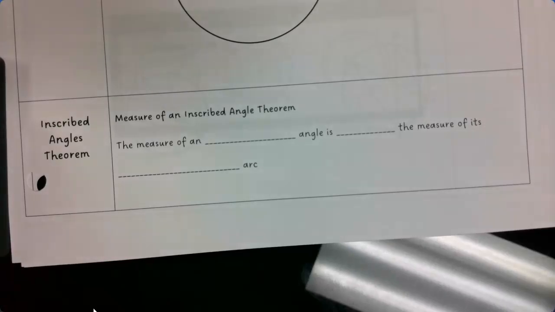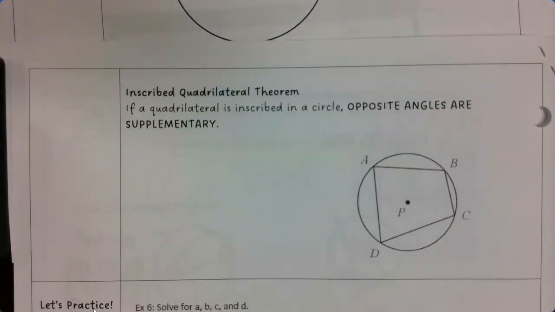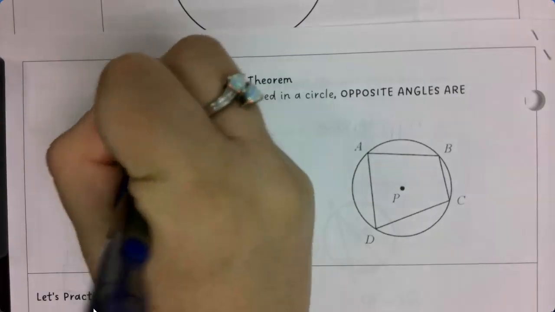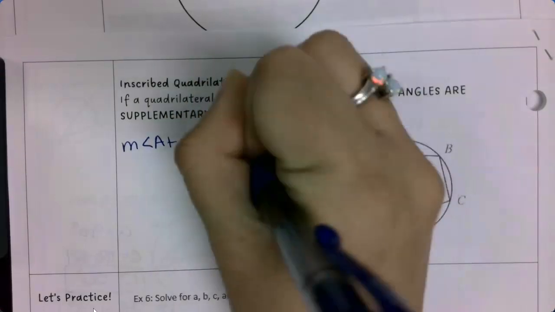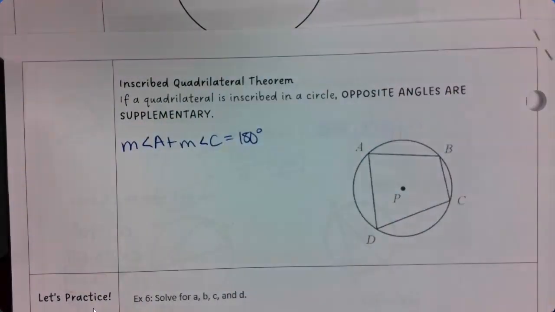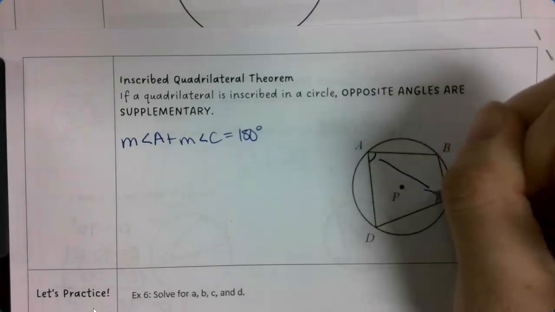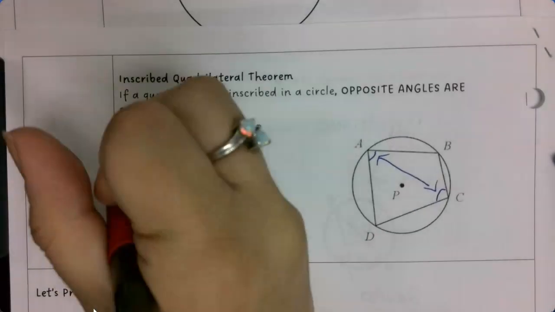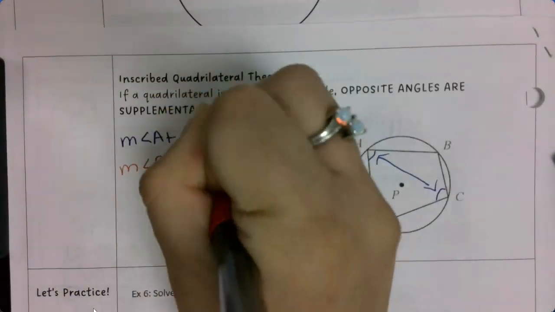So my last theorem for today is the inscribed quadrilateral theorem. If a quadrilateral is inscribed in a circle, opposite angles are supplementary. So what that means is the measure of angle A added to the measure of angle C should give me 180 degrees. So if I add these 2 angles together, they should add up to 180. And the same thing should go for the measure of angle B added to the measure of angle D.